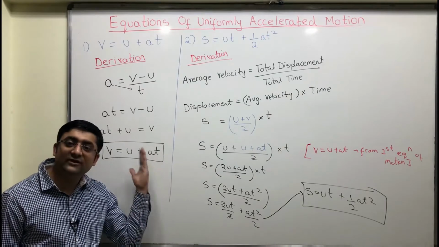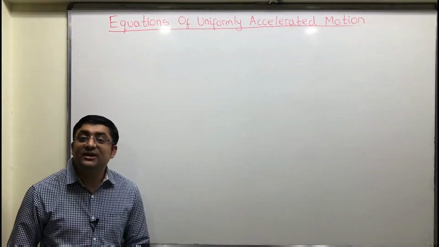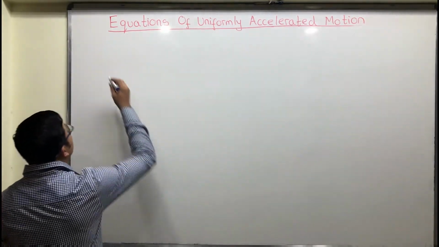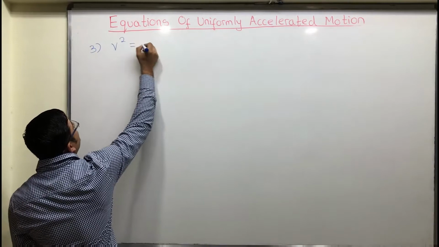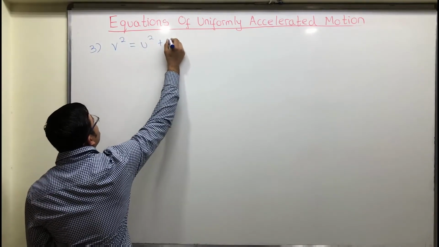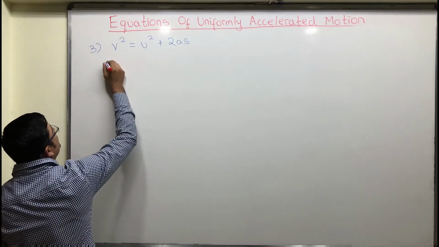Now let me rub this off and then we'll derive the third equation of motion. So now let's learn how to derive the third equation of motion. So first I'll write down the third equation of motion. It is v square is equal to u square plus 2as. So now let's talk about the derivation.